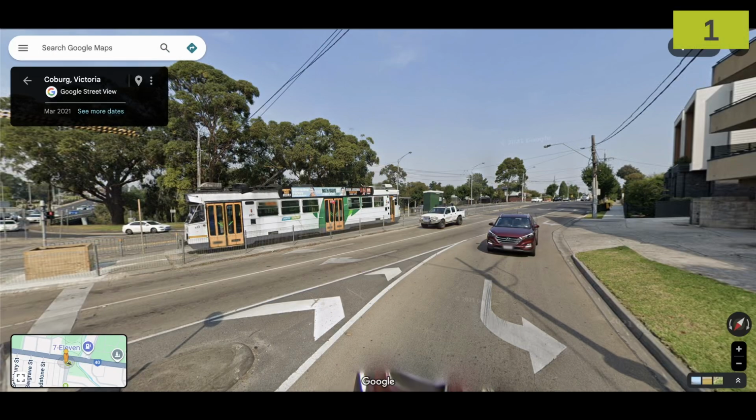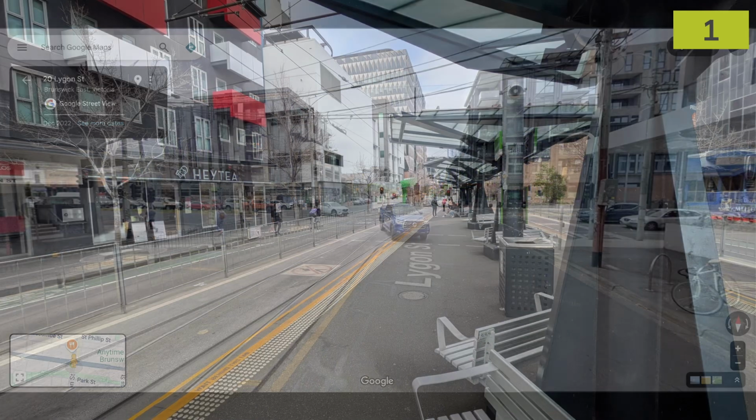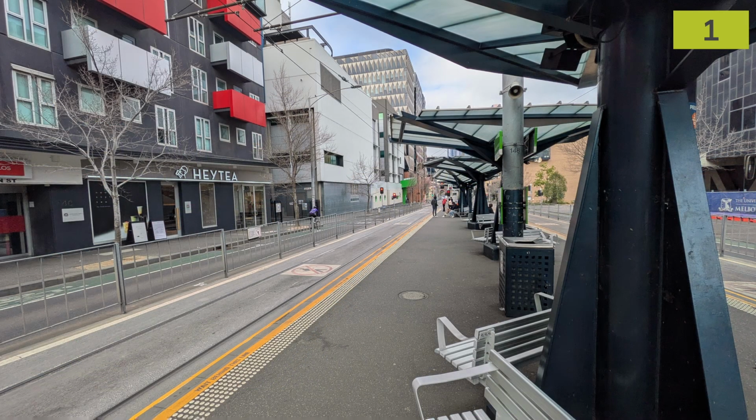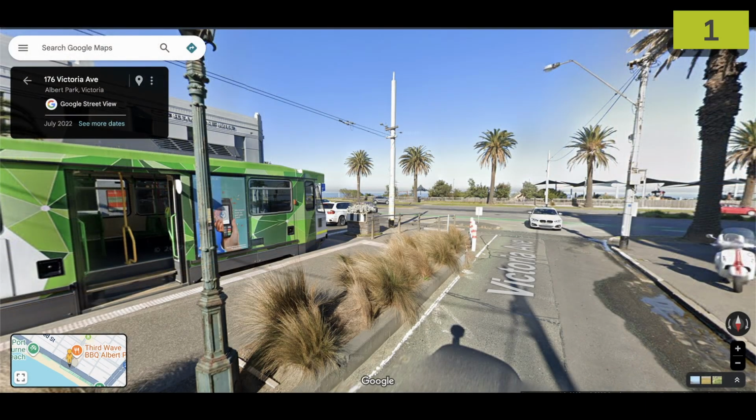Route 1 starts from East Coburg, then comes down Nicholson and Lygon Streets, providing an interchange point for the tram route 6. Then it turns into Elgin Street, goes via Swanston Street down to then reach Melbourne Uni. After going down Swanston Street, Route 1 turns right after the Arts Precinct to go down into South Melbourne and terminate at South Melbourne Beach.